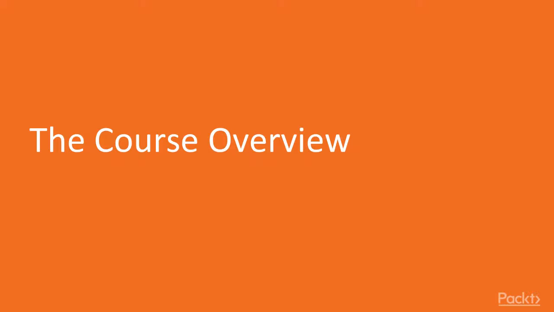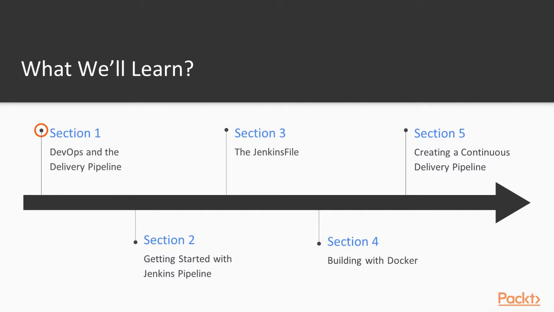Now let's see what you can expect from this course. First, we are going to understand the main concepts of DevOps and the delivery pipeline. Then, to design a production-ready delivery pipeline, we will start by creating a simple pipeline and understand the terms of Jenkins Pipeline and its particularities. Next, we are going to store this pipeline in version control using the Jenkinsfile.